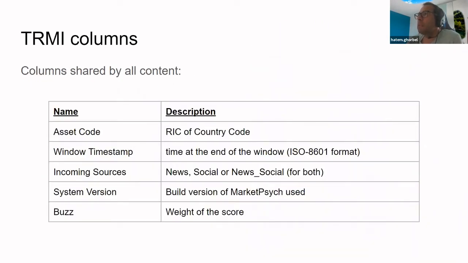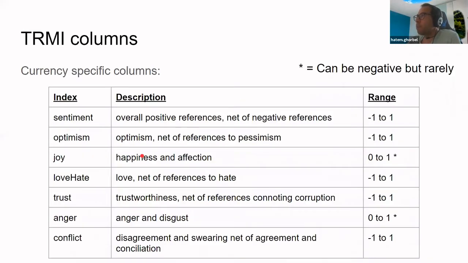So in more detail, in the TRMI columns, there is mainly, for each text headline or body, the RIC of the currency. It's a kind of abbreviation of the currency. When we have data concerning currencies, we have the RIC, and when we have data concerning countries, we have the codes of the countries. Also, we have specification about the window timestamp, about the sources, whether it's news or social, or both news and social. The system version, and then the weight of the score.